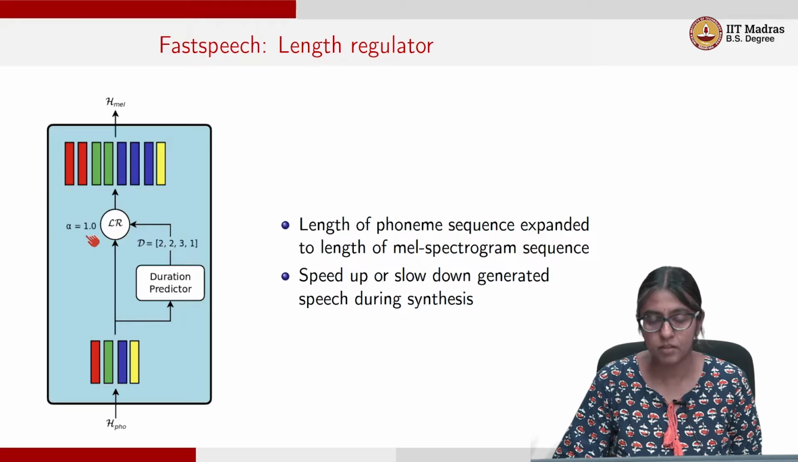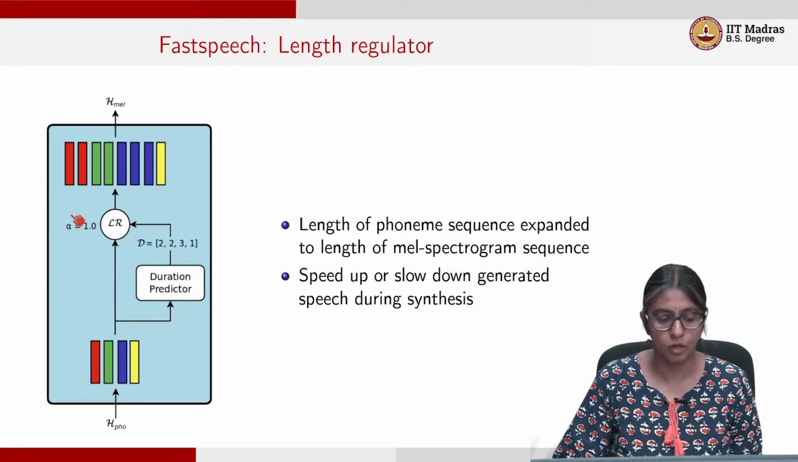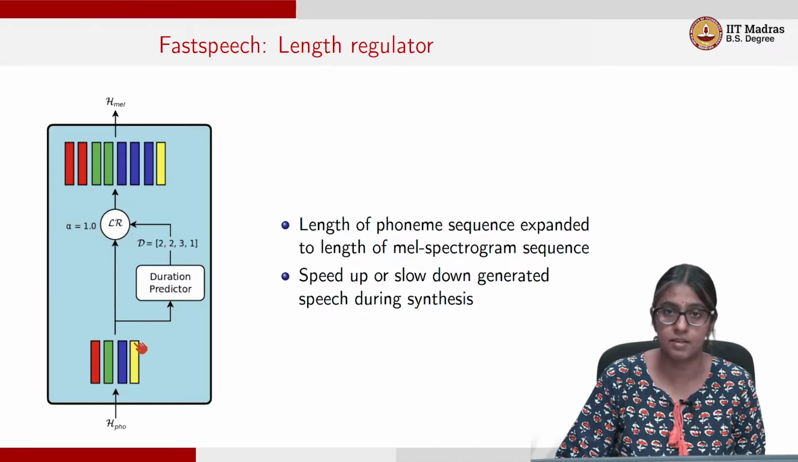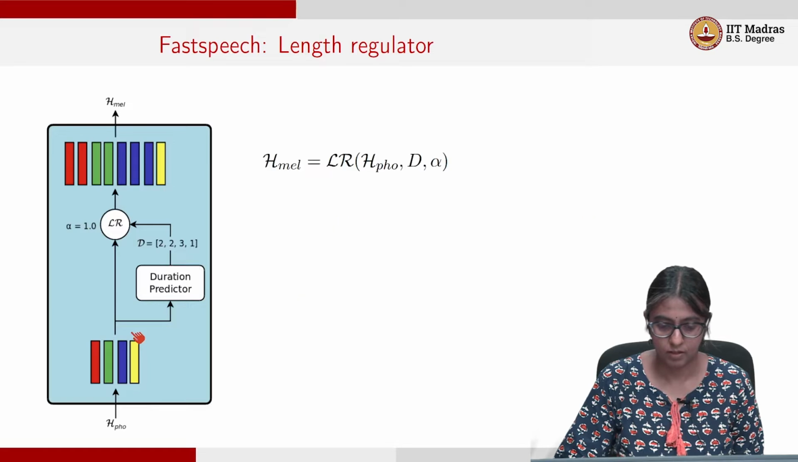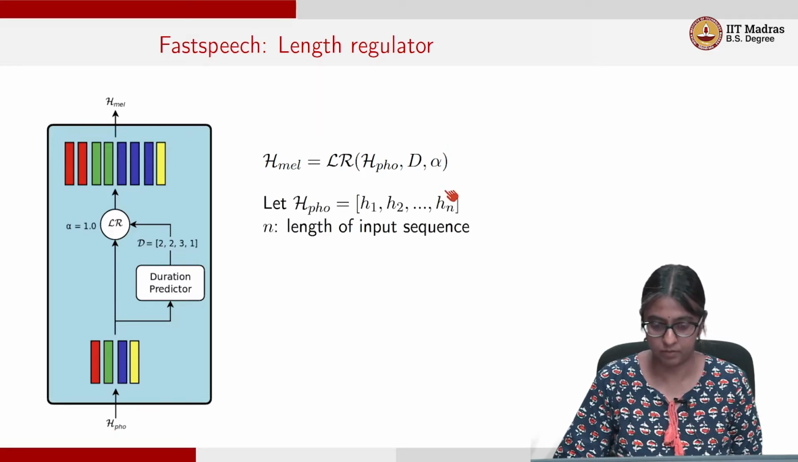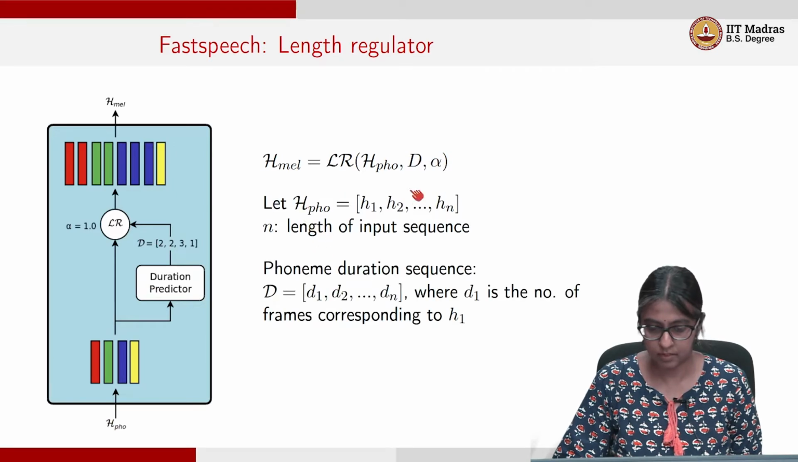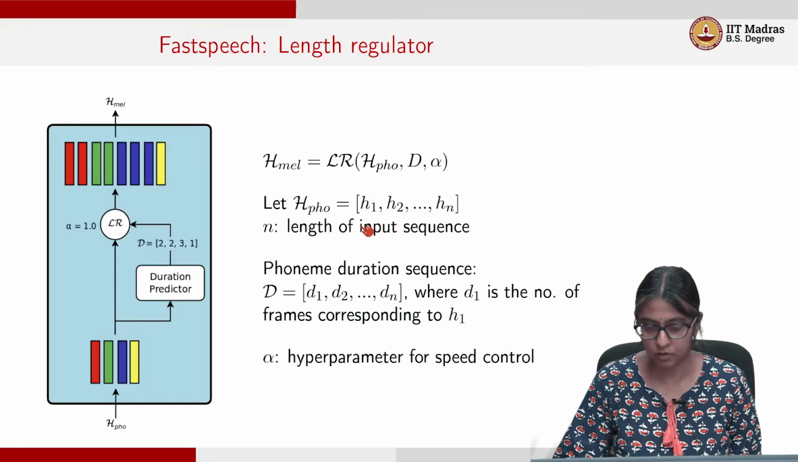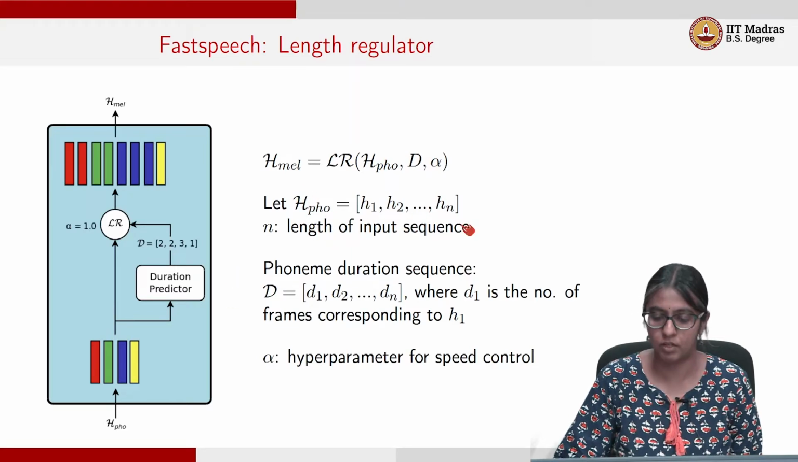And this alpha parameter is a parameter to control the speed. If I have alpha greater than 1, I can slow down the speed. If I have alpha less than 1, I can increase the speed of synthesis. As I mentioned earlier, the hidden states corresponding to the MEL spectrogram are a function of the length regulator, which takes as input the hidden states corresponding to the phoneme sequence, the output of the duration predictor, which is D, and this alpha parameter. These are just mathematical details. So you have H phoneme, that is hidden states of phoneme, going from H1 to Hn, where n is the length of the input sequence.